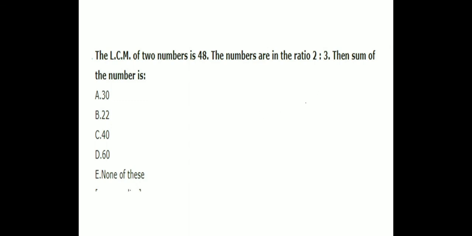Okay, clear, right? Next question. The LCM of two numbers is 48. The numbers are in the ratio 2:3. The sum of the numbers is? So LCM is given as 48, and the numbers are in the ratio 2:3, so we can take the numbers as 2x and 3x. How to calculate the LCM? Taking x out, for 2 and 3 the LCM is 2 into 3 into x, which is equal to 6x.